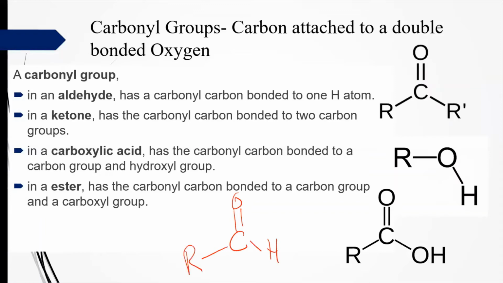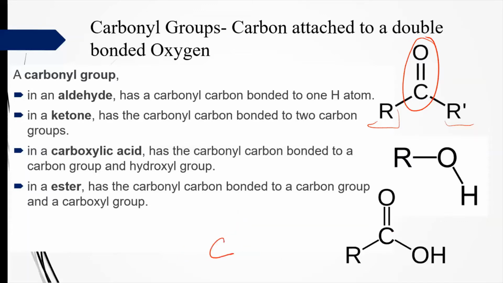It can be a ketone, where it's connected to a double bond with oxygen and then two carbon groups on each side. It can be a carboxylic acid, where it's a ketone and an alcohol, both attached to the same carbon. Or it can also be what we call an ester. And an ester has a carbon bonded to a carbon group and the carboxyl group.